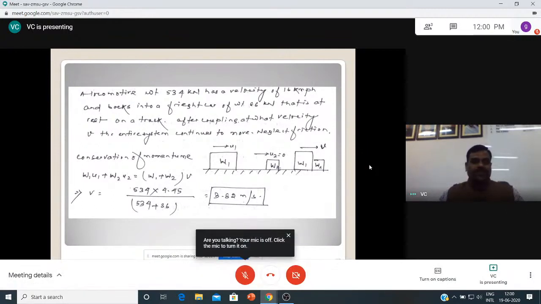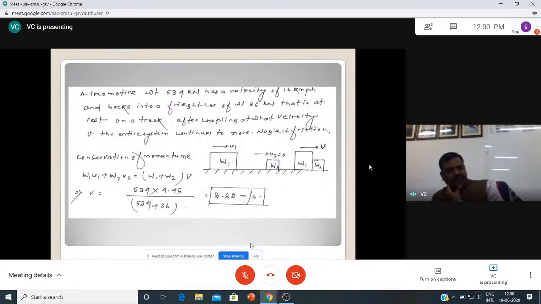An automotive weighing 534 kilonewton has a velocity U1 of 6 kilometers per hour, and blocks into a freight car of weight 86 kilonewton. There is one car hitting another car: the heavy vehicle hitting the small freight car, which is at rest on a track.